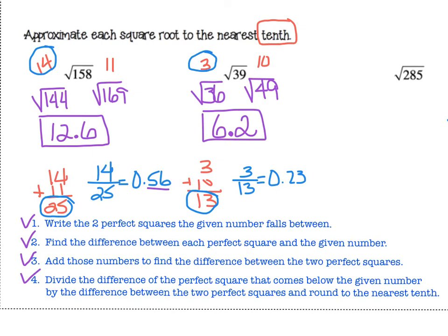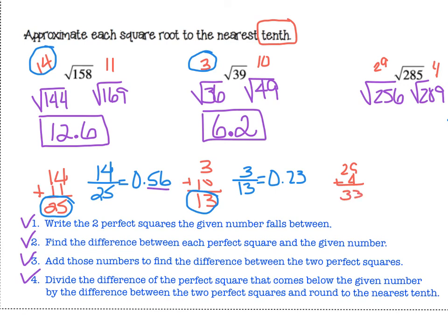Okay, let's do our last example. We've got the square root of 285. So that's going to come between the square root of 256 and 289, and you can just look right on your list of perfect squares for this. We're going to find the difference between each. So the difference between 256 and 285 is 29, and the difference between 285 and 289 is only 4. Then we're going to add those together. So 29 plus 4 is a total difference of 33.